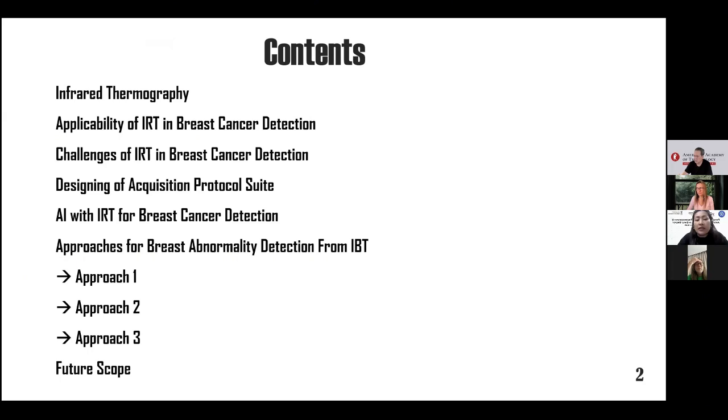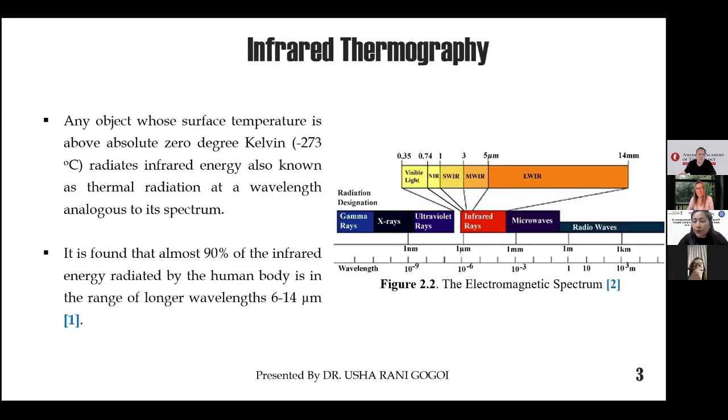Can you see my slides now, and see the changes? We're still on the first slide. Now.